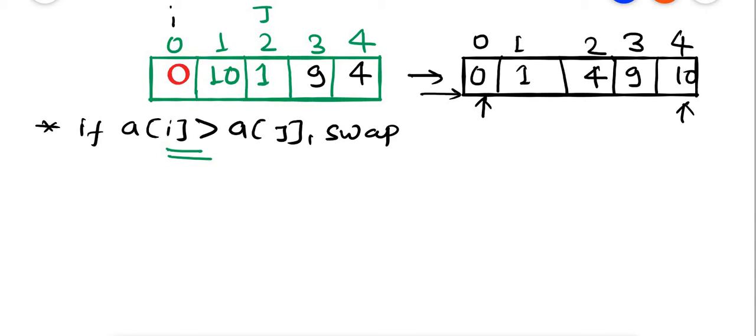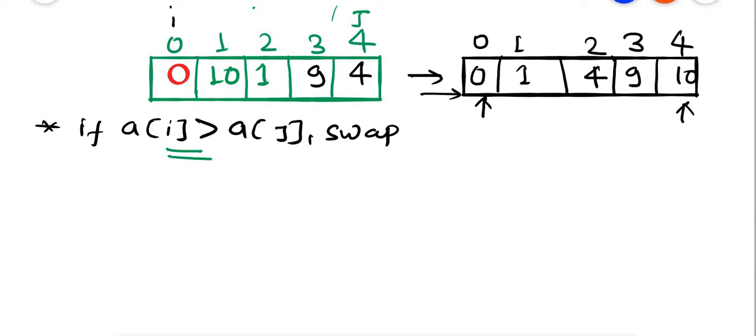Now after swapping, we will increment the index of j. Now j will be pointing at index 3. Again compare the ith element with the jth element. Now 0 is less than 9, so we do not need to swap, just increment the index j. Now j is pointing to index 4. Compare the element at index i with the element at index j. Now 0 is again less than 4, so we do not need to swap. When the value of j reaches size minus 1, the last index, stop the increment of j.